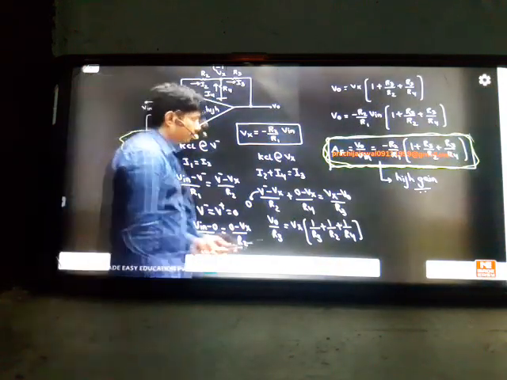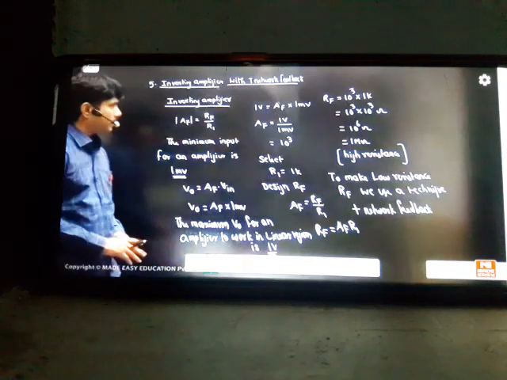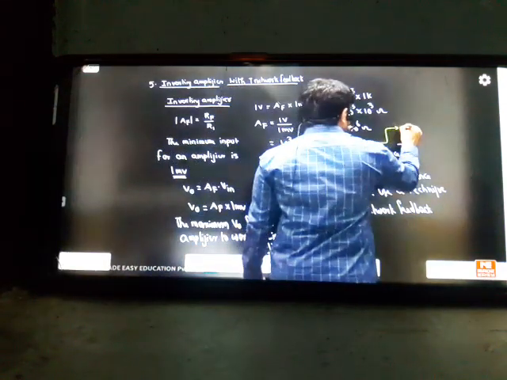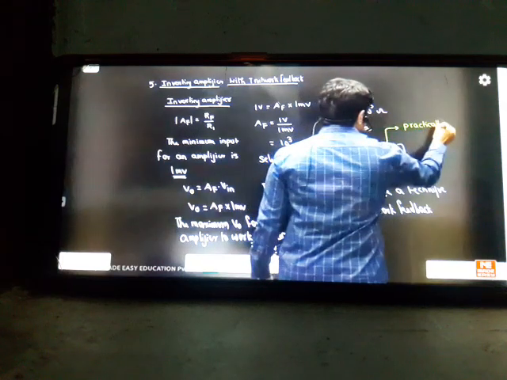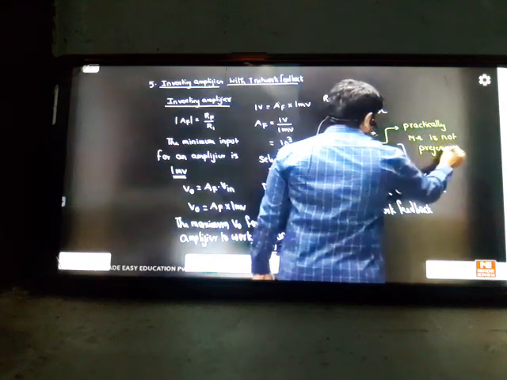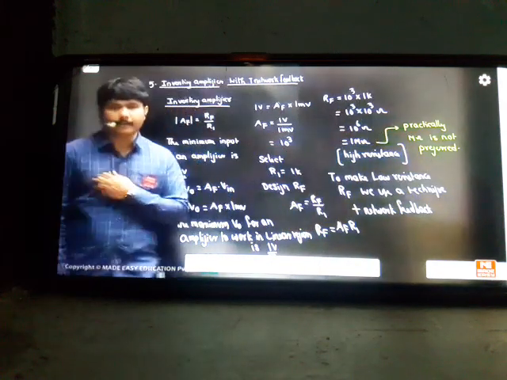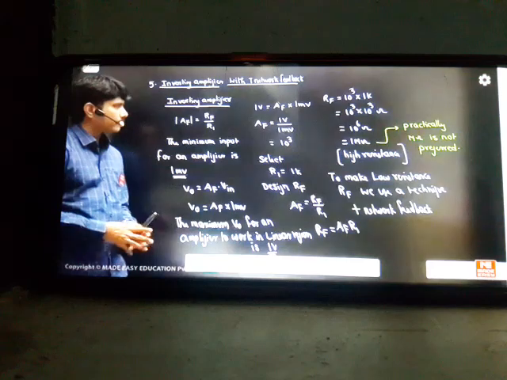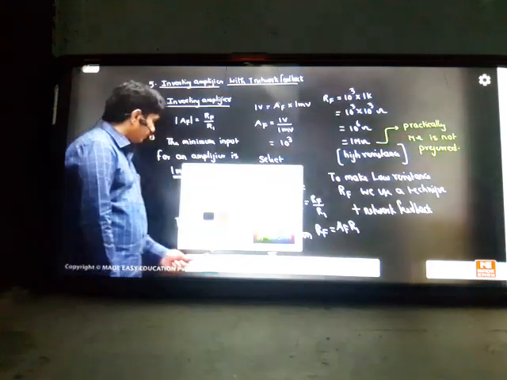Arpita, you're asking about the previous slide. You can see it. This is the previous slide. You can write one point here: practically, mega ohms is not preferred. The main problem is that mega ohm resistance is generally not preferred in designing. That is the main cause why we are not showing much interest in mega ohms. Only kilo ohm resistors do we generally use in electronics.